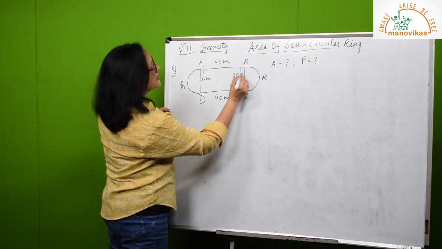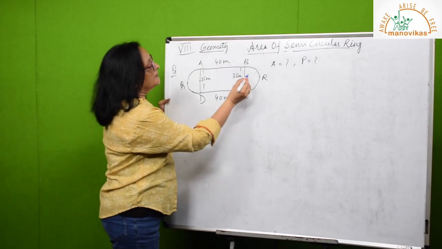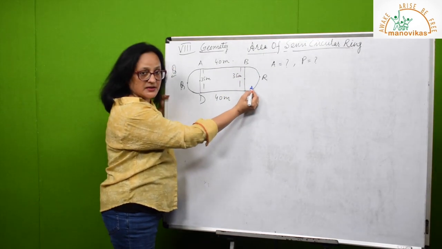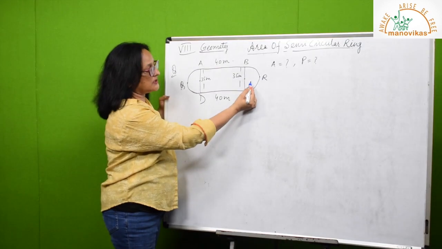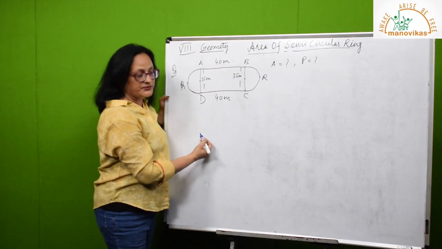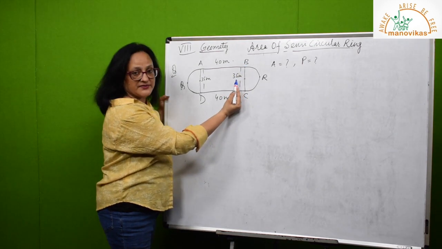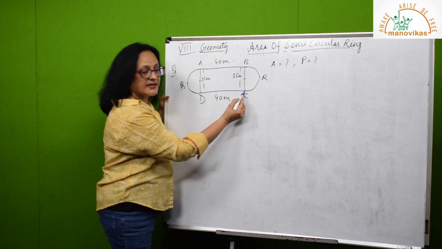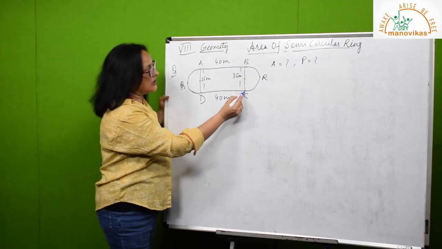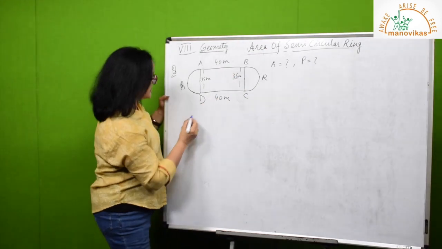Now you can see for the rectangle, length is given, breadth is given. But for this semicircle, you require the radius of this semicircle. So how we can find the radius of this semicircle? Now you can see here, BC is equal to 35 centimeter. So if you see this semicircle, BC is the diameter of this semicircle. Diameter is 35 meter, so you can find the radius easily.